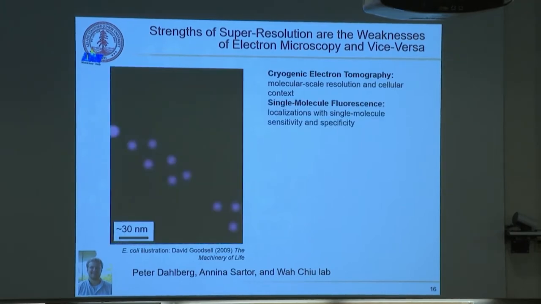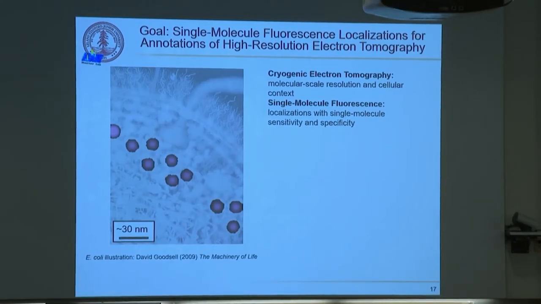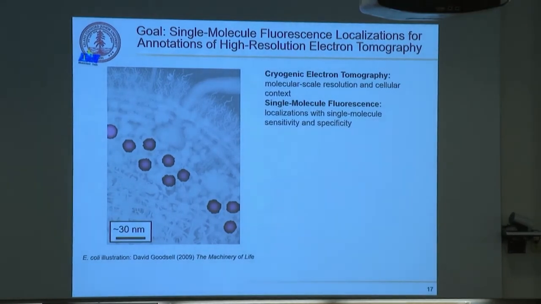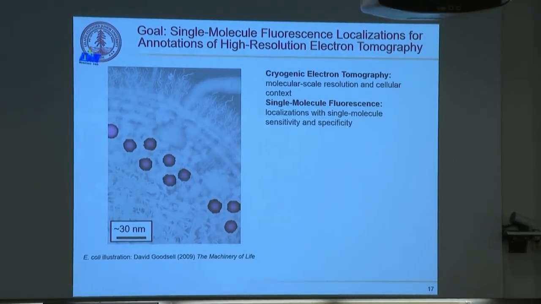Now, on the other hand, we know that you can see single molecules, like I just said, and localize them, and they are specifically attached to a specific protein. So the idea here is to combine this cryogenic electron tomography and single molecule fluorescence localizations. Then, if this works, you would have the knowledge that those particular positions in the cryo electron microscopy image were those specific proteins that we had labeled and observed by light. So that's why we're going to call this single molecule annotation.